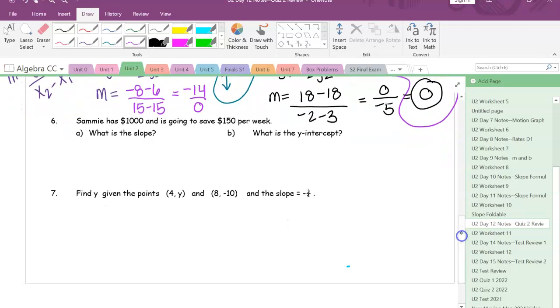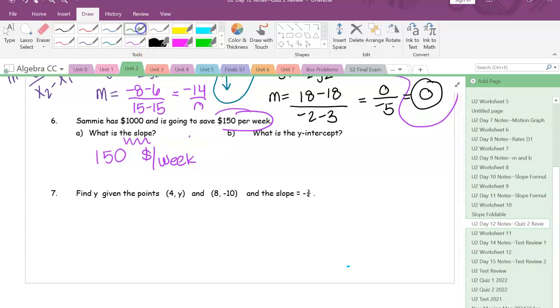All right, last two. Sammy has $1,000 and is going to save $150 per week. So your slope is like your rate. It's what's happening over and over again, and that's your $150 per week. Saving means it's going to be a positive $150. Now, be careful. If this said spend, that would mean that it would be negative. Okay, so just kind of keep that in mind.